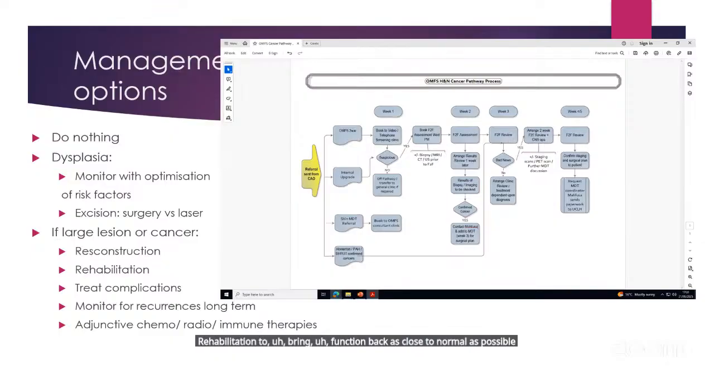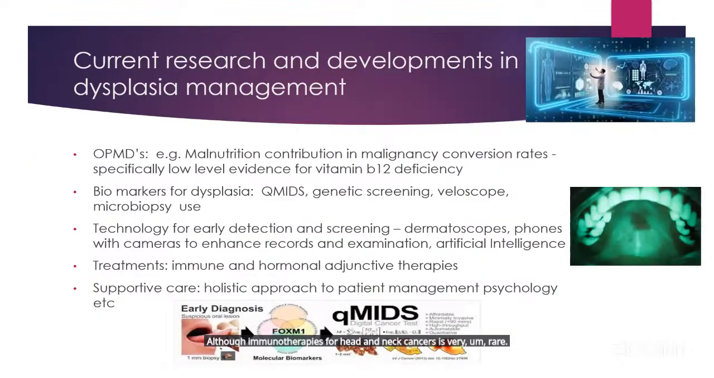They will need management of any complications from any of those processes which occur, and they will need monitoring long term. Okay. They may, if there's metastases or a high risk of metastasis or spread of the cancer, need adjunctive chemo, radio, and immunotherapies, although immunotherapies for head and neck cancers is very rare at present.